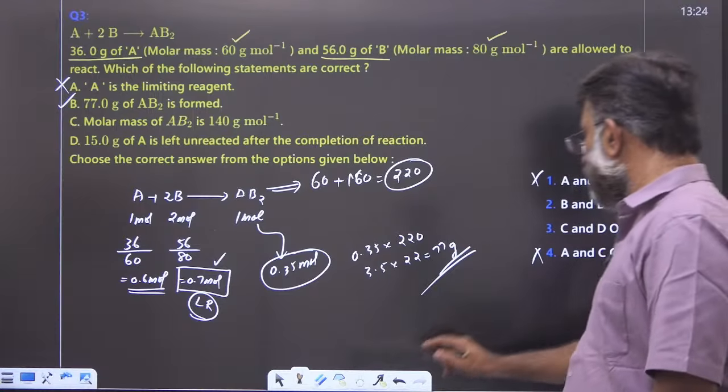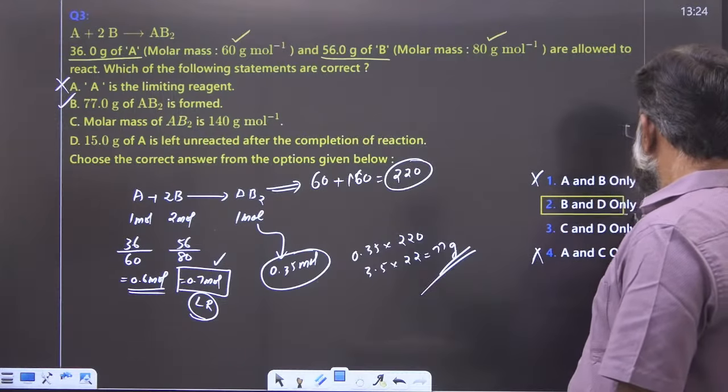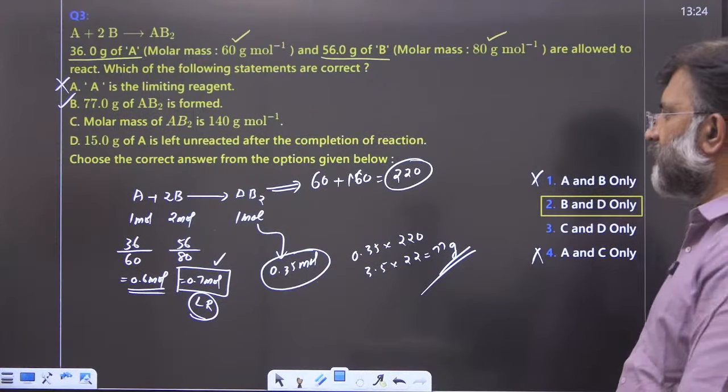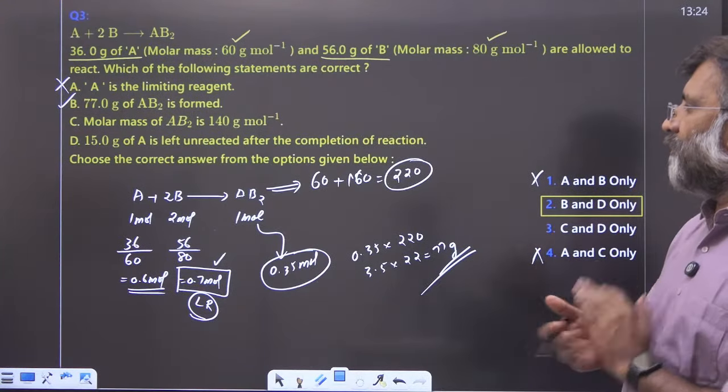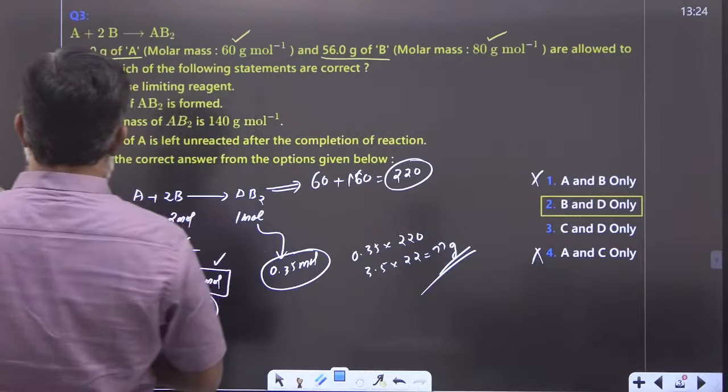B correct ആണെങ്കിൽ answer ആയി. We get the answer. The answer is second choice. B and D. Second choice is the answer. D check ചെയ്തിട്ടില്ല കേട്ടോ. We haven't checked D. Let us check D. Before that, what about C?